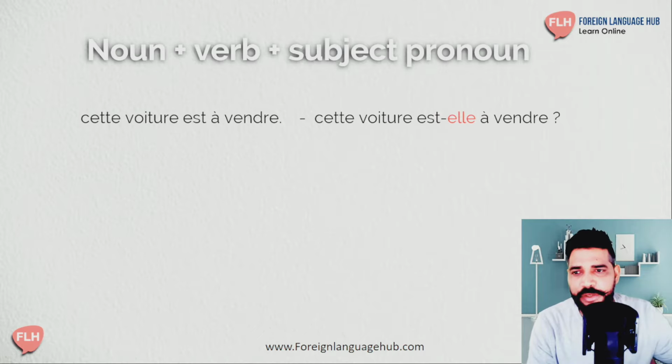Let's have an example here. Cette voiture est à vendre. This car is for sale. Correct? Now we are starting the sentence with the noun itself, cette voiture est, and since voiture is feminine, we are putting a subject pronoun for it, elle. Cette voiture est-elle à vendre?